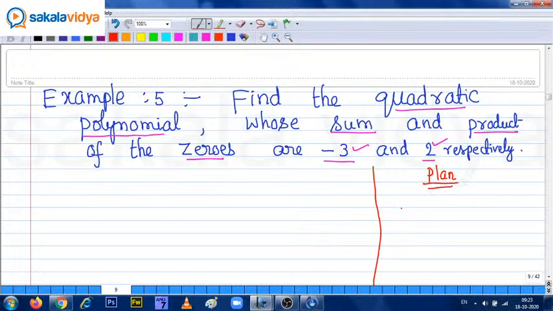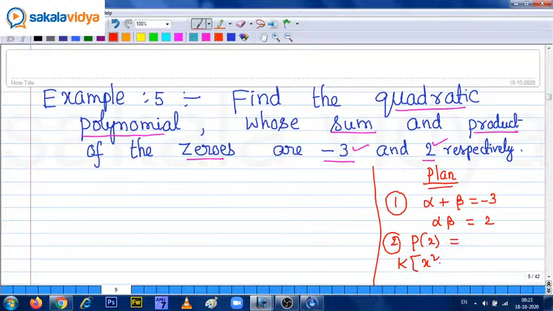Already the sum is given. Sum is given means alpha plus beta is given, -3. The product alpha beta is also given. Then recall the formula. What is the quadratic polynomial? That is k times x square minus of alpha plus beta into x plus alpha beta. Your values are -3 and 2. We need to substitute here, we get the answer.